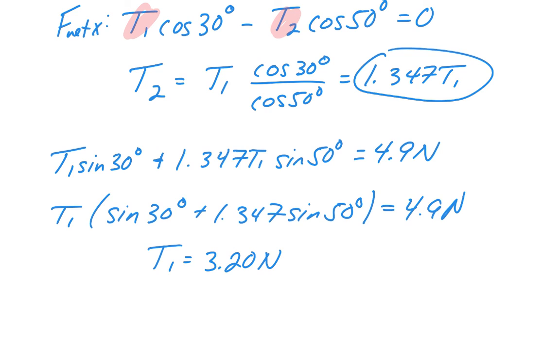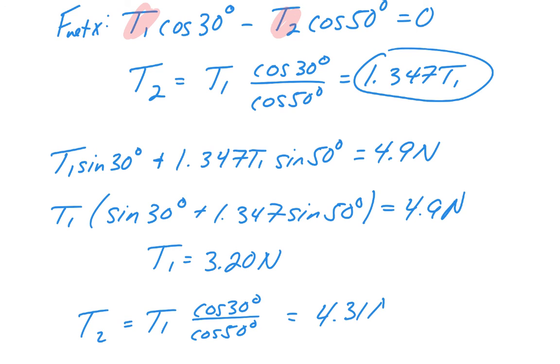Great, now I know the tension in that first rope. The tension in the second rope I get from my equation that T2 is T1 times the cosine of 30 degrees over the cosine of 50 degrees. So go ahead and plug that into your calculator, see what you get for T2. You should have gotten that T2 is 4.31 newtons. We now know T1 and T2.